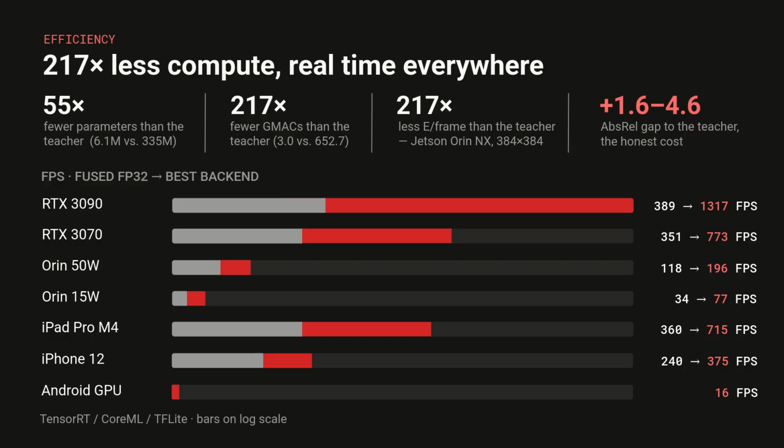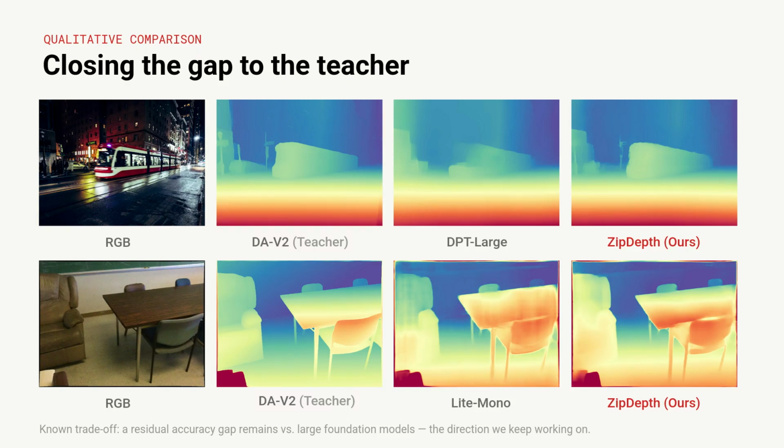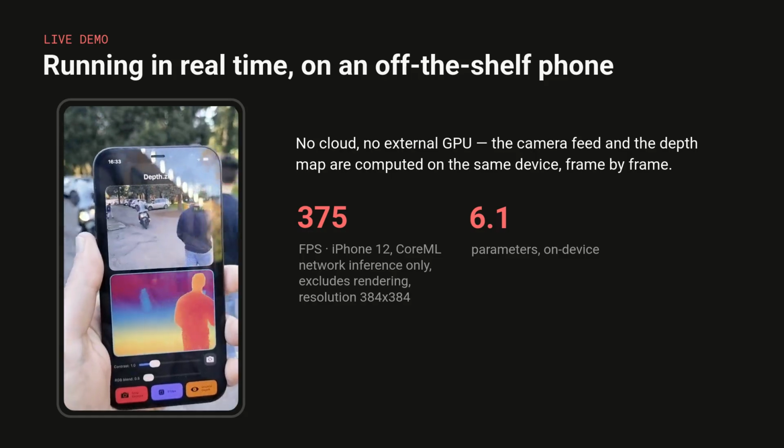This allows us to deploy ZipDepth in real time across a wide range of platforms, from a server GPU to an NVIDIA Jetson Orin and even an iPhone. As you can see, we reach real-time performance on all these devices, from 77 frames per second on the Orin up to 375 frames per second on an iPhone 12. Here you can see that ZipDepth produces consistent depth maps and achieves even better results than previous lightweight approaches such as LightMono. But the real test is running it live.